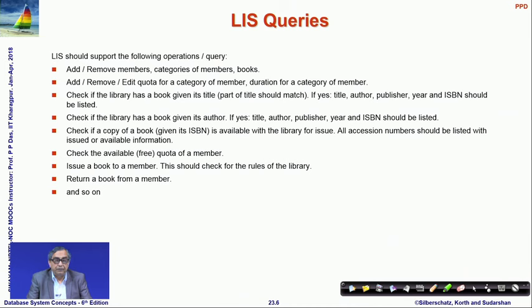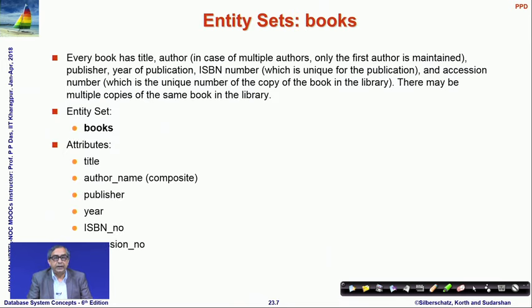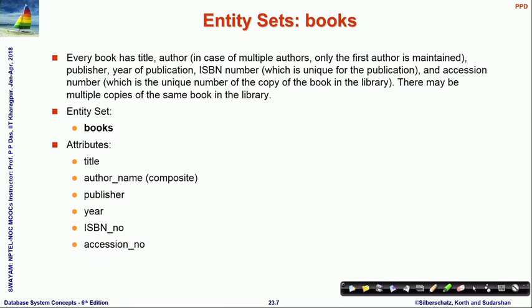it should have features of issuing a book to a member, and this should check for the rules of the library as stated. It should be possible to return a book and so on. So, these are the typical queries in the backdrop of which we will try to design the database system. So, what we will do, we will initially start with the specification as given. So, I hope you already have kept a copy to refer to, and we will try to extract the different entity sets and the attributes.